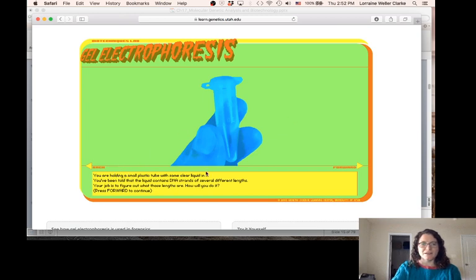Again, you have a small plastic tube. You want to find DNA strands of different lengths. You want to find out what those lengths are. Okay.